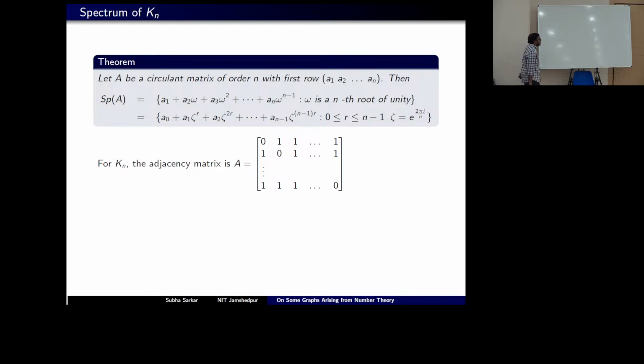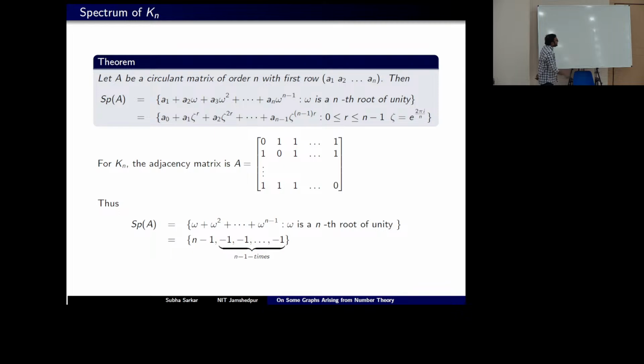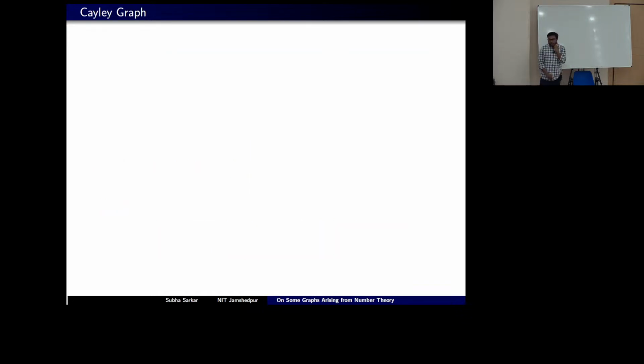Now, if I take the adjacency matrix of a complete graph, at the diagonal it will be 0 and at every other place it will be 1, because in a complete graph every vertex is connected to every other vertex. So, this is a circulant matrix with respect to the first row. Therefore, if we apply that theorem, we get the spectrum of A as this. If I put omega equal to 1, we get n minus 1. If I put omega to be any other nth root of unity, we get minus 1. Therefore, the algebraic multiplicity of n minus 1 is equal to 1, and the algebraic multiplicity of minus 1 is n minus 1. Okay.